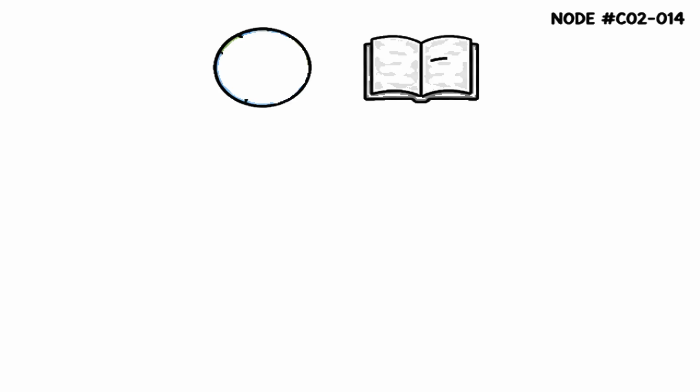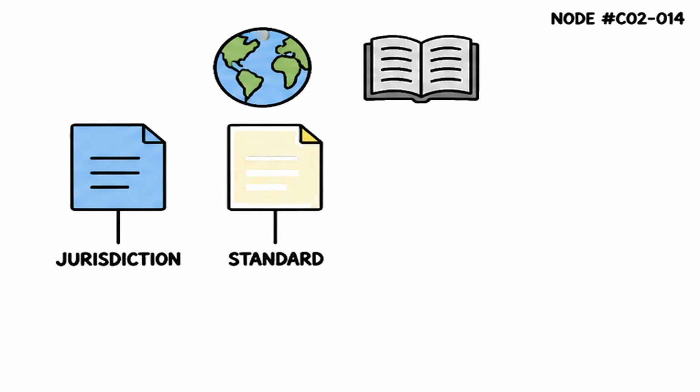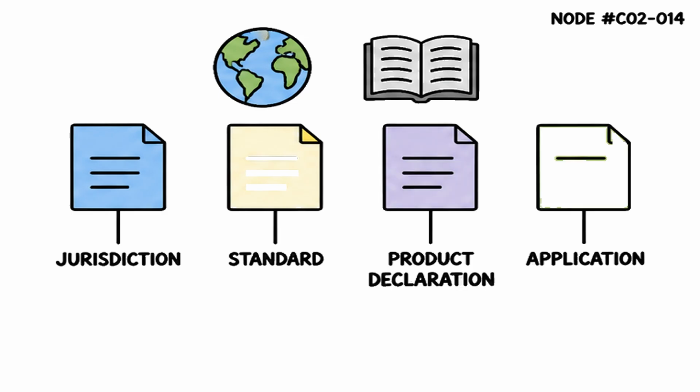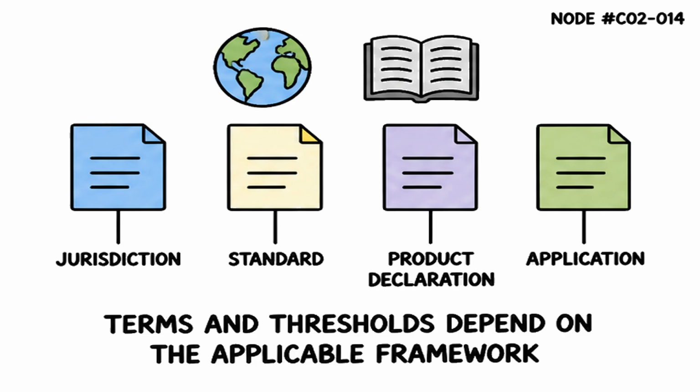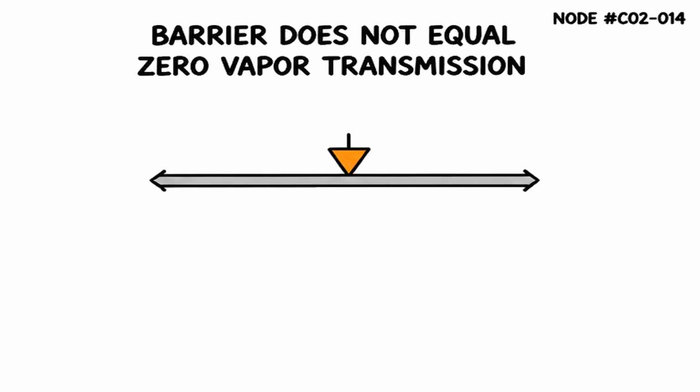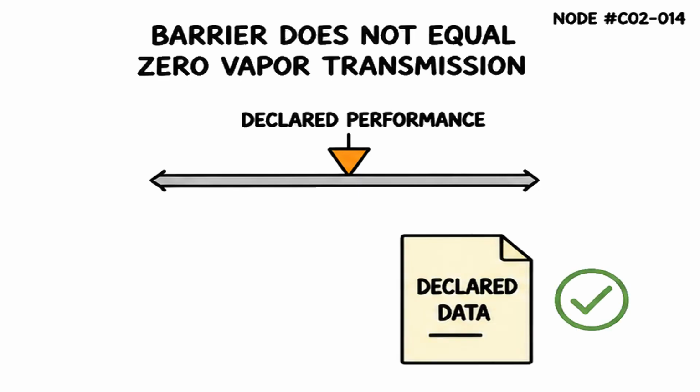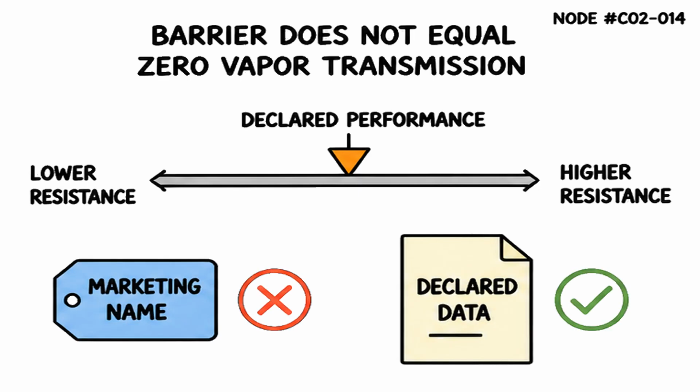No. The terminology is not universal. Jurisdictions, standards, product declarations, and applications may use different names, values, or classifications. A definition from one framework should not be silently applied to another. The word barrier sounds absolute, but it does not mean mathematically zero vapor transmission. Use applicable declared performance, not the marketing name, to understand the degree of diffusion resistance.